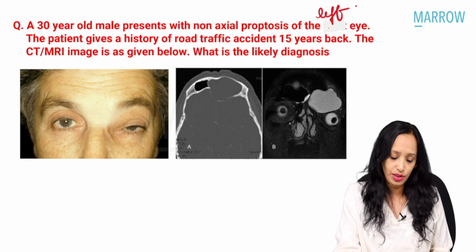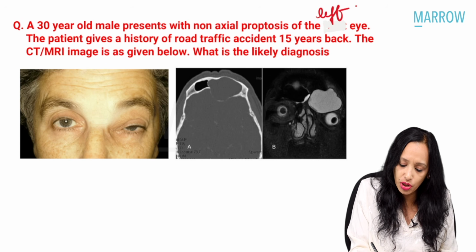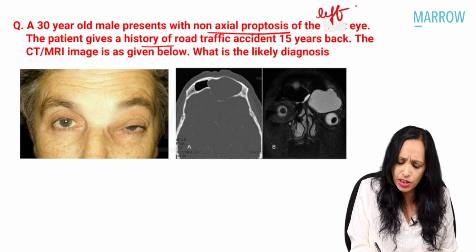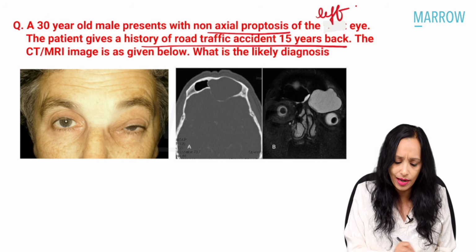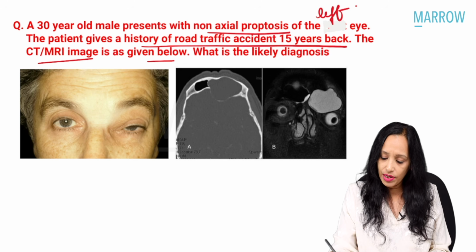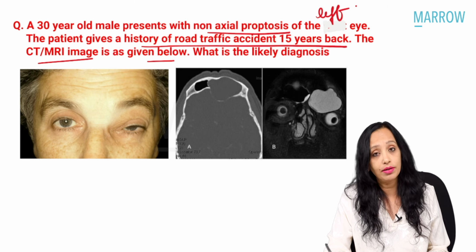So yes, we had this question: 30-year-old male presents with non-axial proptosis of the left eye. Patient gives a history of RTA 15 years back. CT MRI image is given. What is the likely diagnosis? Yes, we can see mucocele of the frontal sinus.